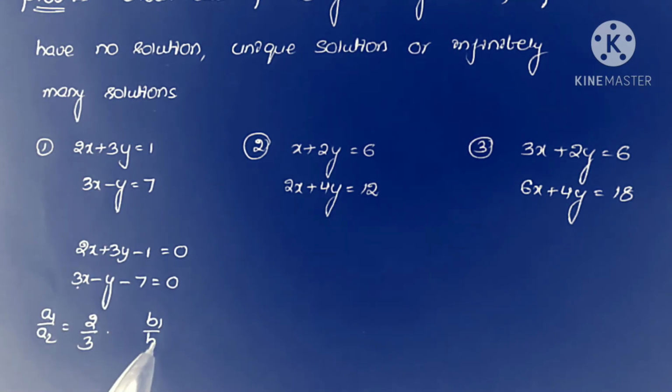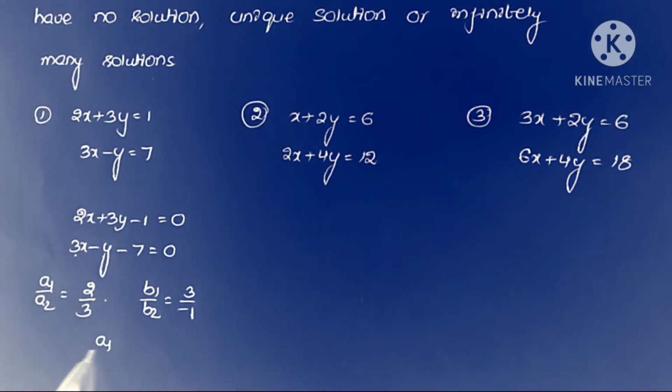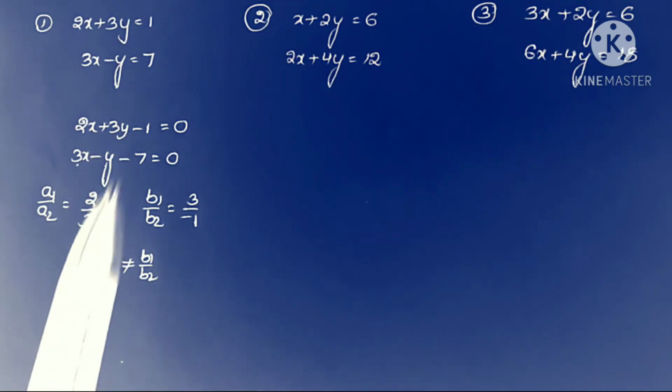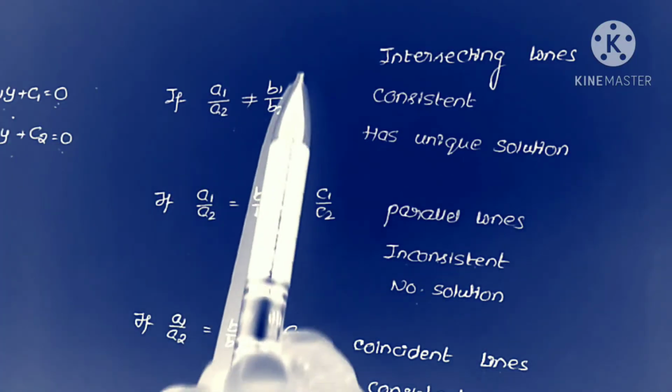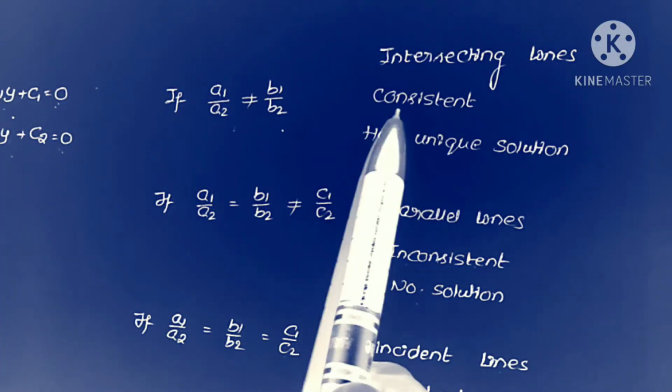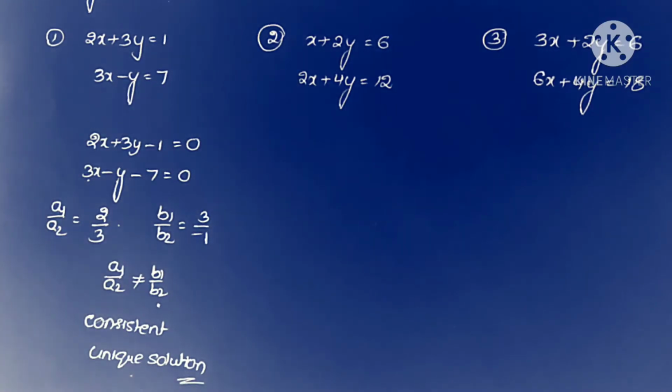And what is the b1 by b2 value? 3 by minus 1, y coefficient by y coefficient. Therefore clearly here a1 by a2 is not equal to b1 by b2. The values are not equal. So a1 by a2 not equal to b1 by b2 means the system is consistent and has a unique solution.